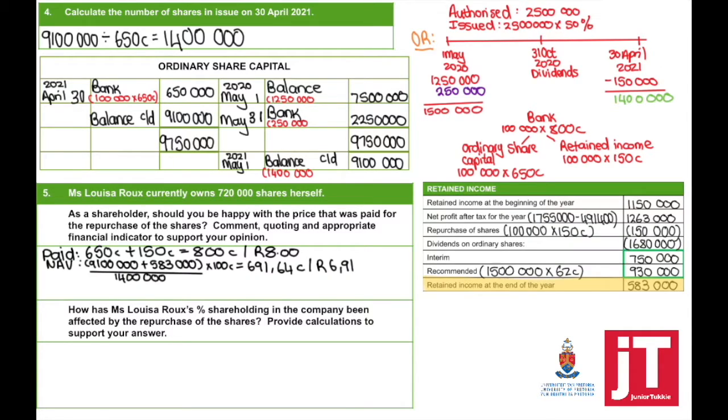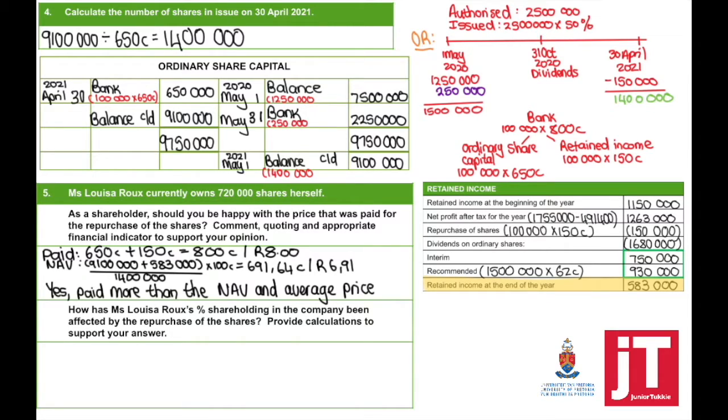To calculate the net asset value, we have to take the balance at the end in your ordinary share capital, 9.1 million, plus the retained income at the end of the year, divided by the number of shares in issue. This amounts to 6 Rand 91 or 691 cents. So to answer now, what is your opinion as a shareholder? Should you be happy? Yes, we paid more than what the shares were actually worth and the average price.